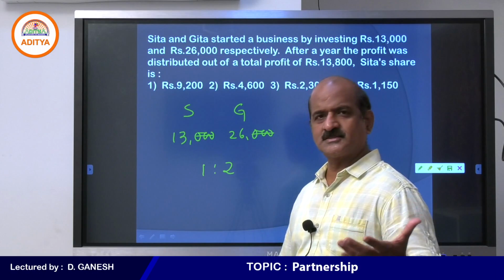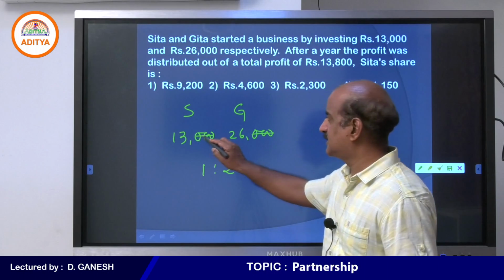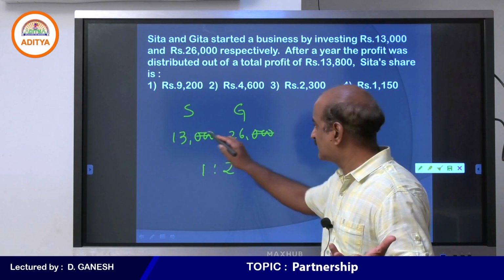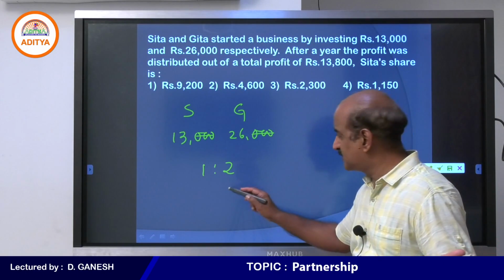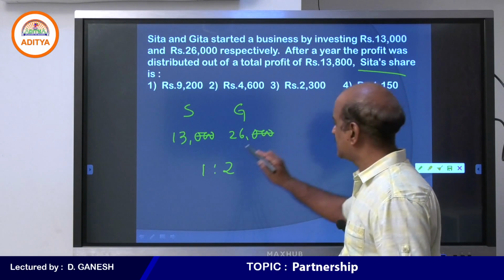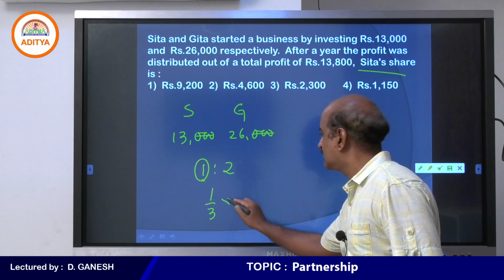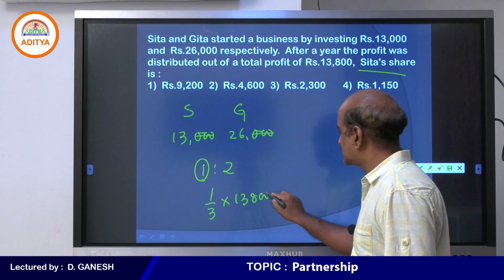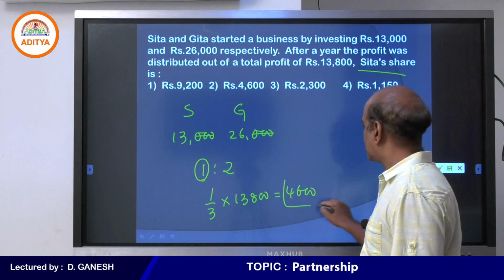Just see how simple the question is. There is no complication in this question. 13,000 is the investment of Sita, 26,000 is the investment of Geeta. So simply after cancellation you are left with 1:2. The total profit must be distributed into 3 parts, and the question is what is Sita's share? Therefore 1 out of 3 into 13,800, and we have just cancelled, therefore your answer is 4,600 rupees.